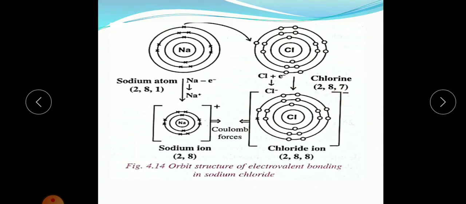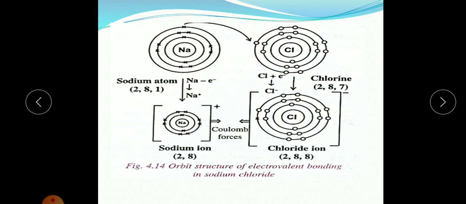Now both atoms need to be stable. According to the octet rule, if an atom has 8 electrons in the outermost shell, it will be more stable. Sodium has only 1 electron in the outermost shell, whereas chlorine has 7 electrons. So if chlorine gains 1 electron, it will be more stable in the outermost electronic configuration, and if sodium loses that 1 electron, the next orbit will have 8 electrons, which will be stable. So what happens is, 1 electron from sodium is transferred to the chlorine atom.